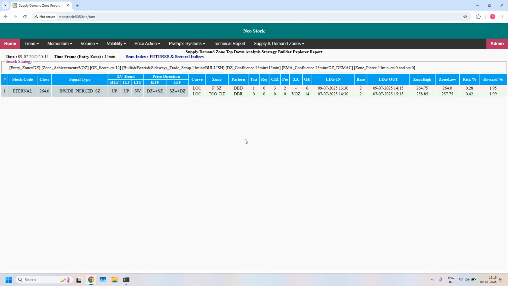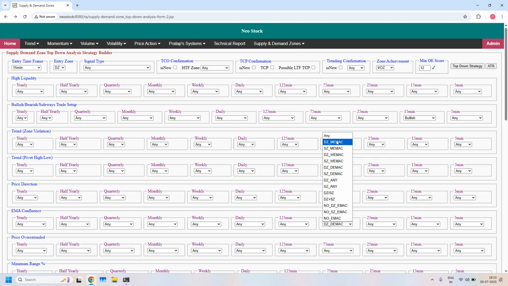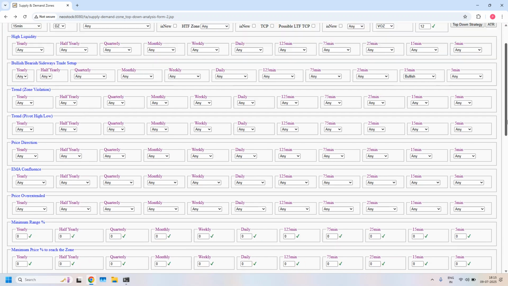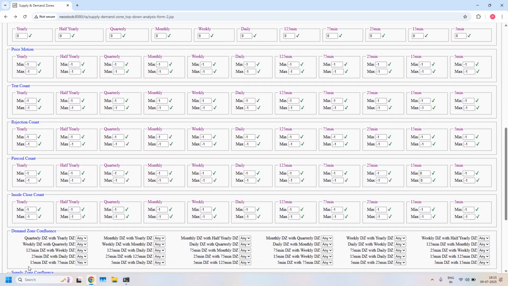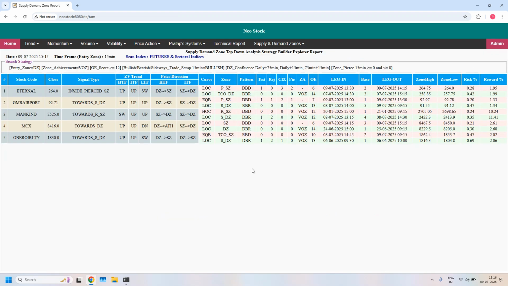Next we will verify 15 minutes, 75 minutes and daily demand zone confluence supported stocks. Removing the EMA filter. In the demand zone confluence, one filter is already enabled, and we enable two more filters, 15 minutes and daily, 75 minutes and daily demand zone confluence. With all three filters, we got 5 stocks. In all 5 stocks, these 15 minutes demand zones are overlapped with the 75 minutes demand zone, and both together again overlapped with the daily demand zone.